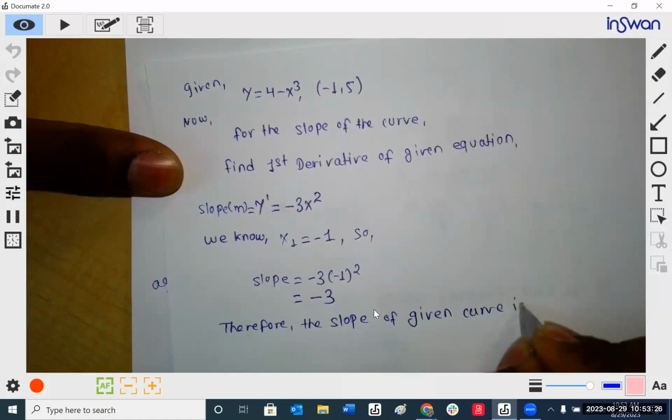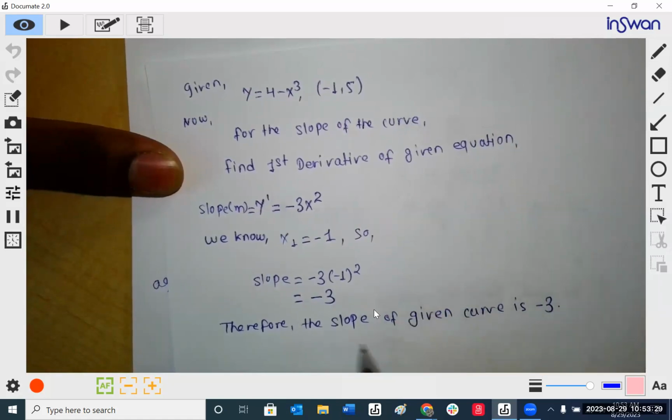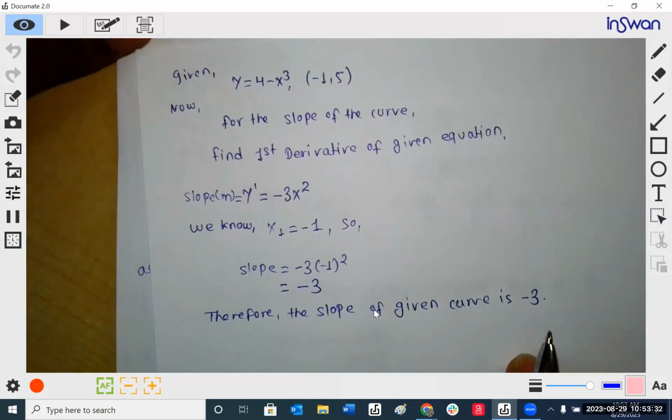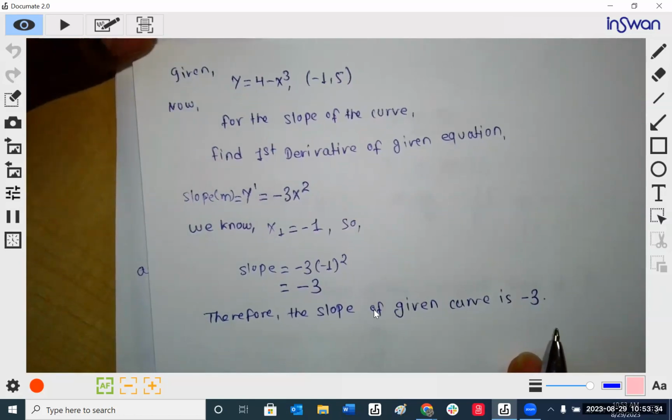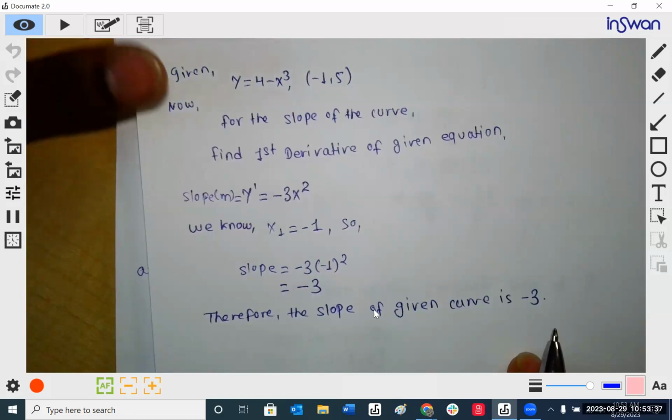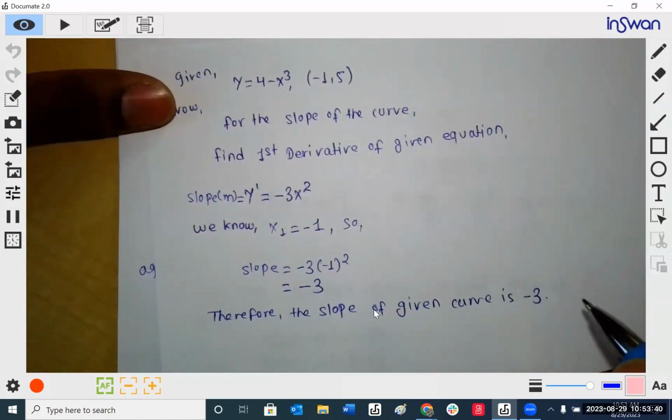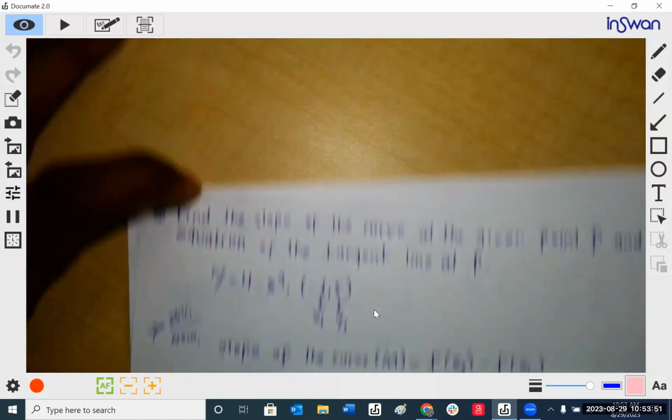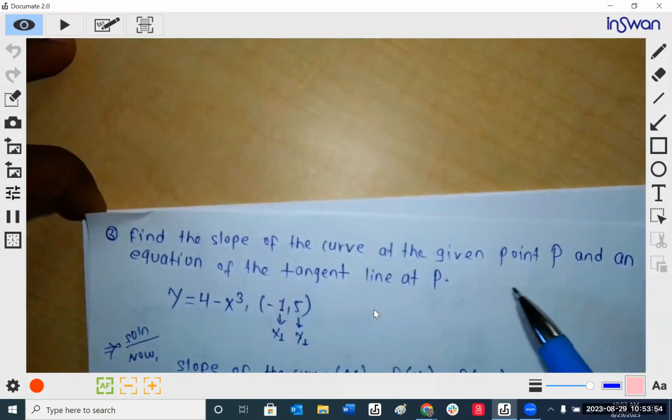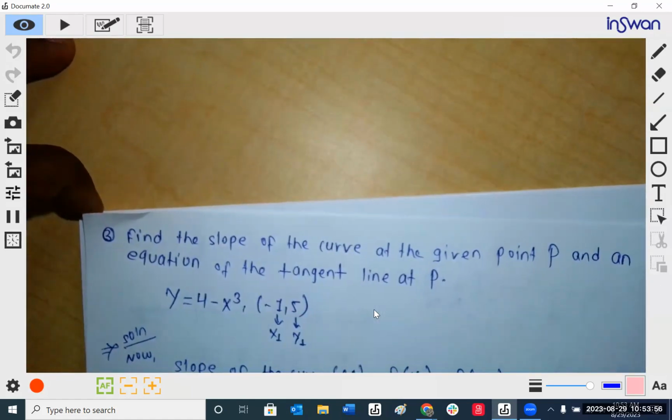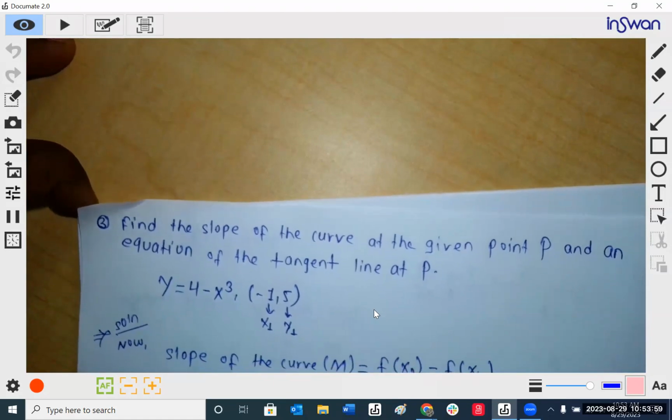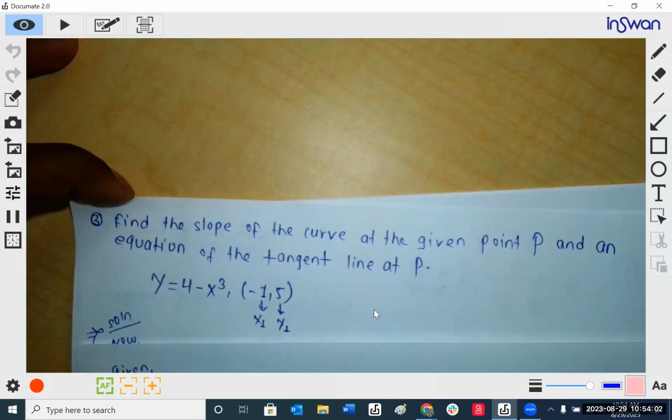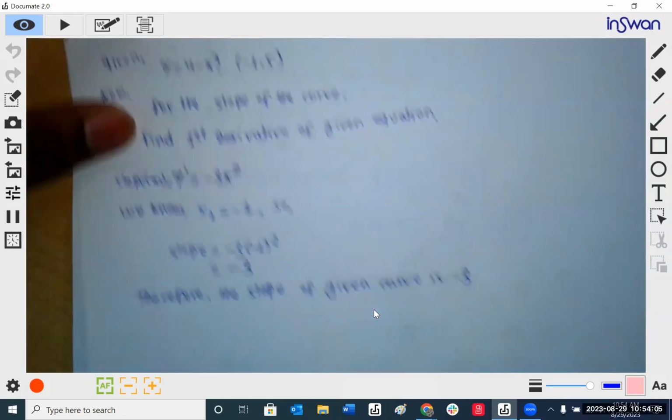Okay, now -3. What does that represent? That represents the slope of the given curve. That's the slope of the curve at that point. We want the slope of the tangent line. We have to find the equation of the tangent line and the slope at the given point P. Okay, I was mixed up. So you found the slope, now you can find the tangent, the same way you did earlier.